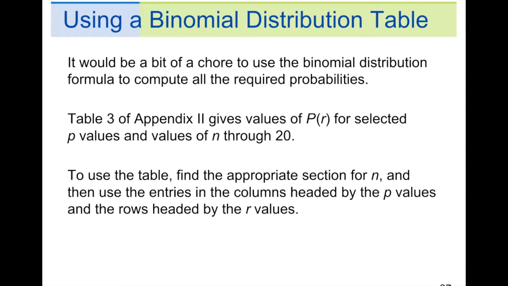It would be a bit of a chore to use the binomial distribution formula to compute all the required probabilities, though if you wish you can do it. Table 3 of Appendix 2 gives values of p of r for selected p-values and values of n through 20. To use the table, find the appropriate section for n and then use the entries in the columns headed by the p-values and the rows headed by the r-values. I'll show you how to do this in class so we can specifically look at the table, but here is just an example of what part of the table looks like and how to use it.